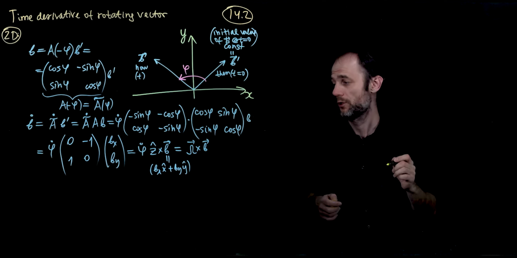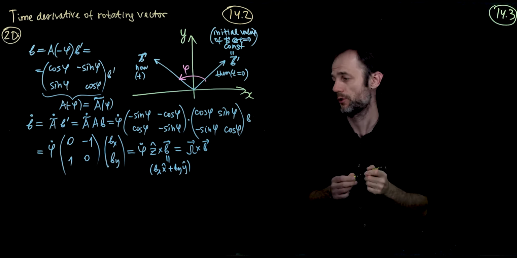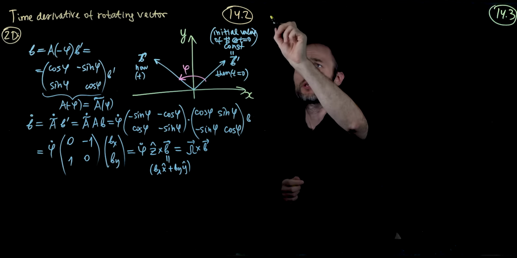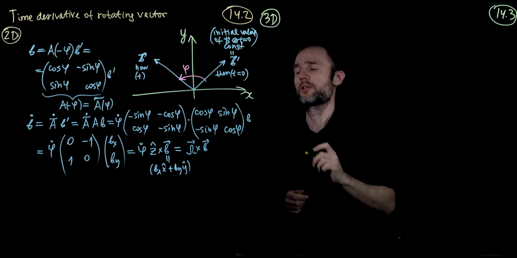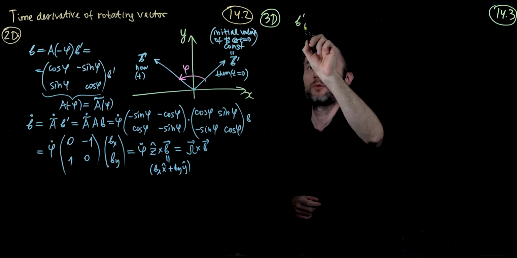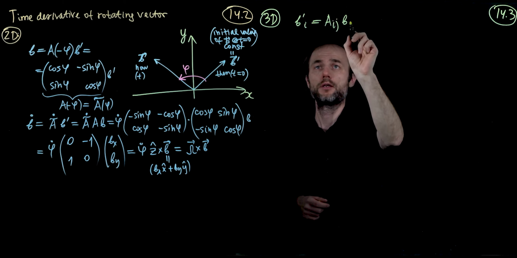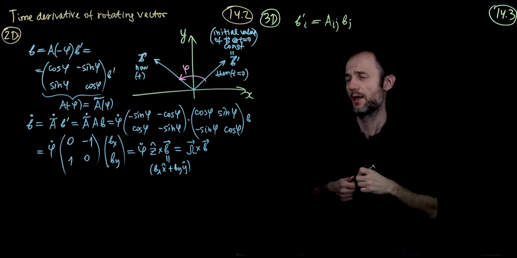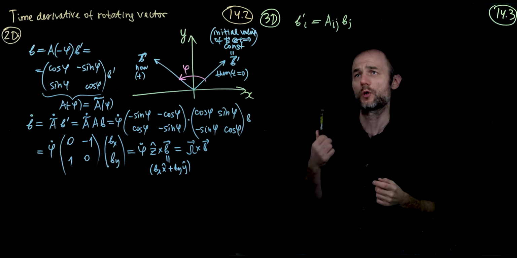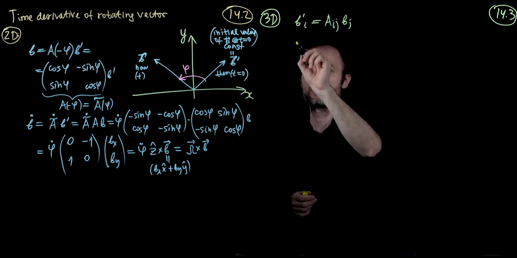Hello and welcome to the last part of lecture 14.3. So now we would like to figure out how rotations work in 3D. So we can write exactly the same thing, that bi prime is equal to aij of bj. And one thing that we will require is that during the rotation, the length of a vector is unchanged.